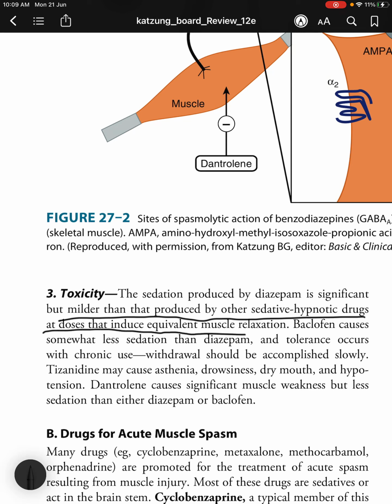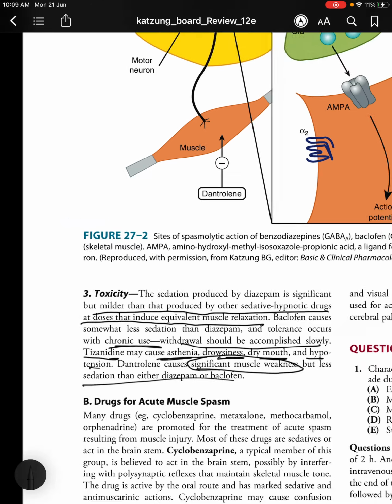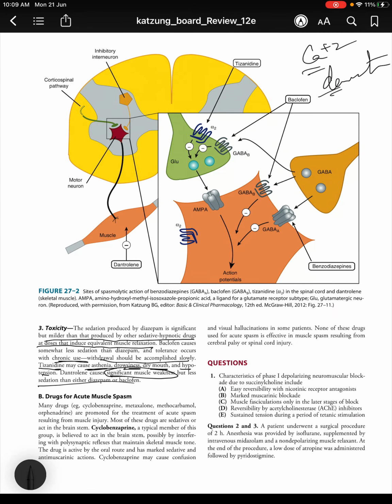Okay, so coming to the toxicity, the sedation produced by diazepam is significant but milder than that produced by other sedative hypnotic drugs at doses that induce equivalent muscle relaxation. Baclofen causes somewhat less sedation than diazepam, and tolerance occurs with chronic use. Withdrawal should be accomplished slowly. Tizanidine may cause asthenia, drowsiness, dry mouth, and hypotension. Dantrolene causes significant muscle weakness because it is interfering with calcium release, but less sedation than diazepam or baclofen.